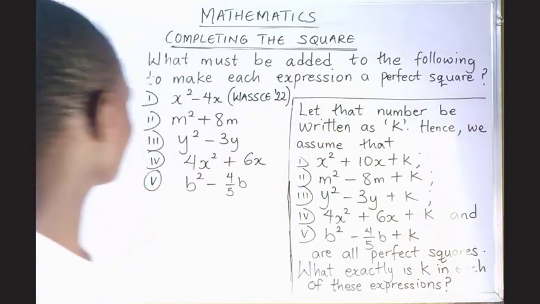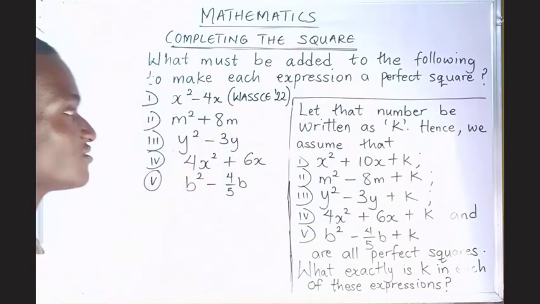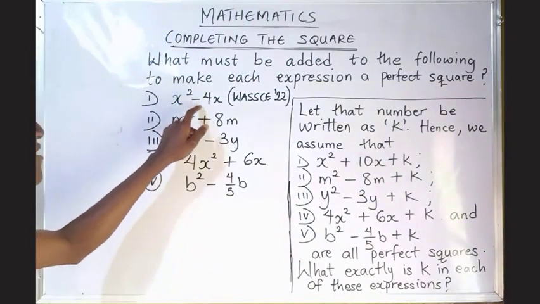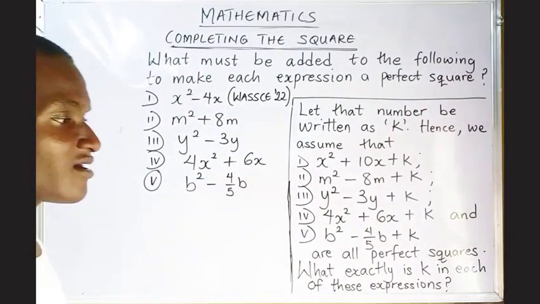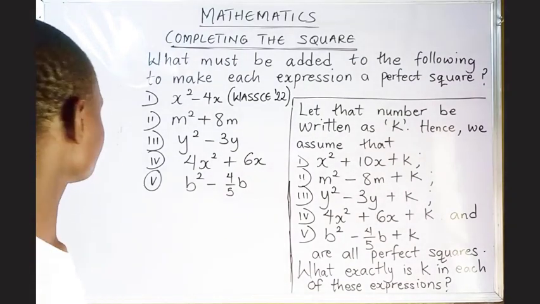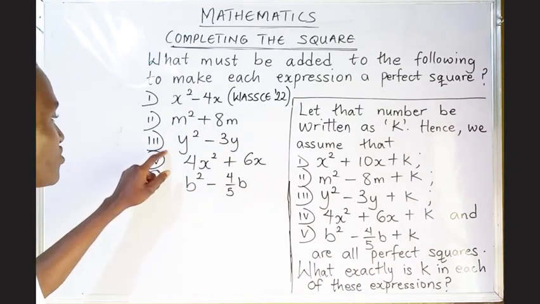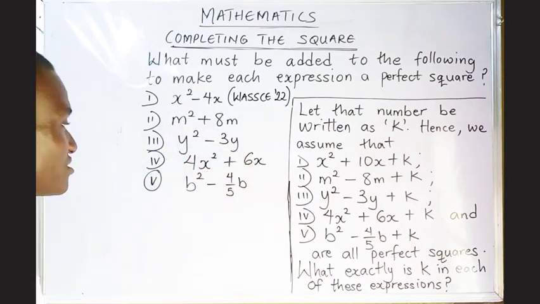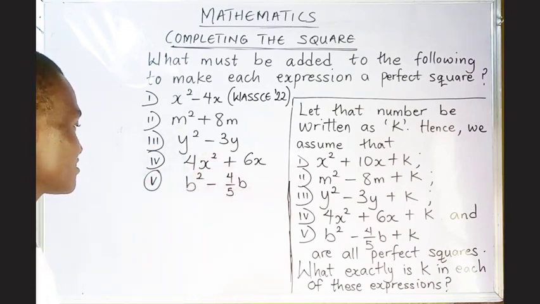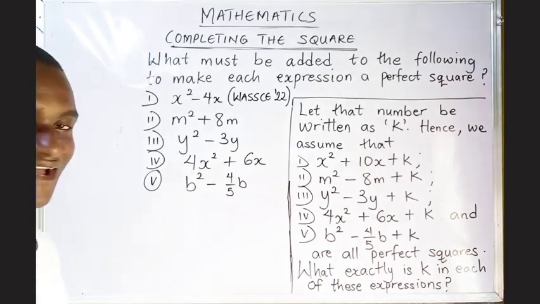Now let us look at this holistically. This is a question. What must be added to the following to make each expression a perfect square? The first is x squared minus 4x. This came out in the WAEC examination 2022. The second question is m squared plus 8m. The third one is y squared minus 3y. The fourth is 4x squared plus 6x. And the last one here is b squared minus 4 over 5b.